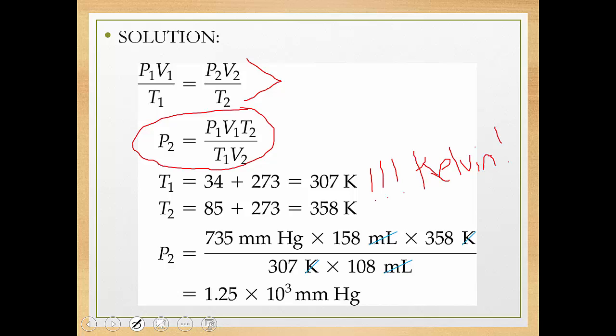Gotta have Kelvin. All right, so now I take all those numbers. It's okay to leave millimeters of mercury. It's okay to leave milliliters. Those are all canceling out, leaving me with the unit I want, but I've got to have Kelvin. And when I do that, I find that the new pressure goes from 735 millimeters of mercury to 1.25 times 10 to the third, which you could just write as 1250 millimeters of mercury. It did indeed increase as we expected it to.